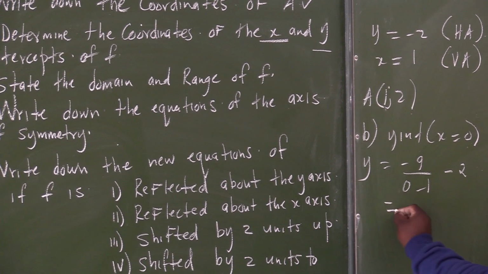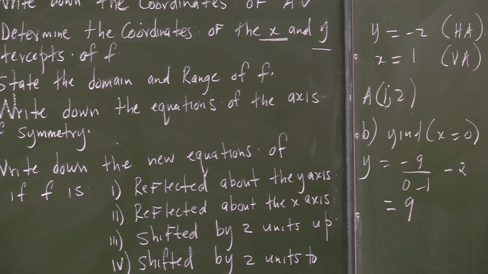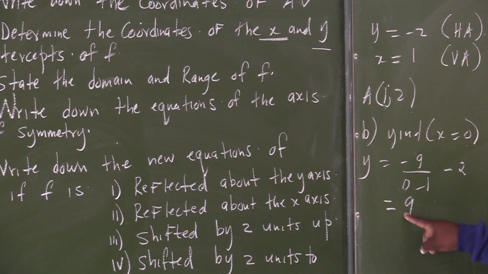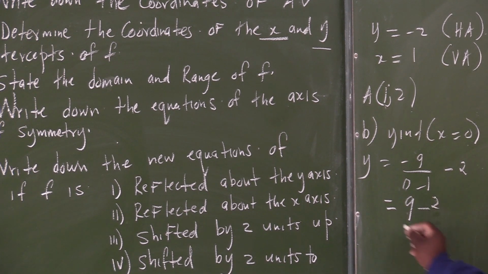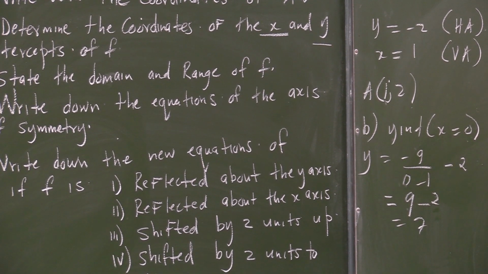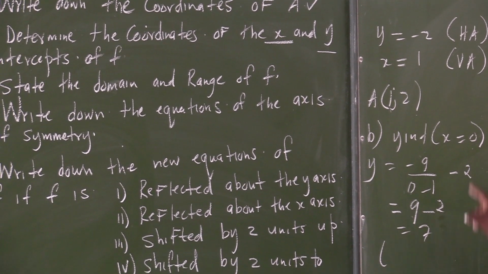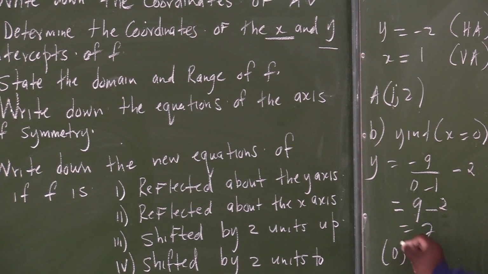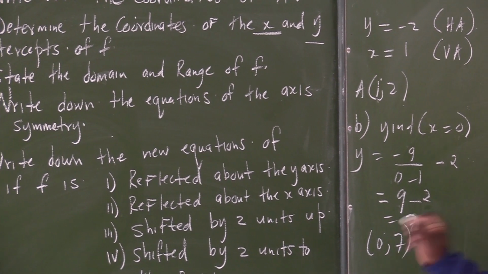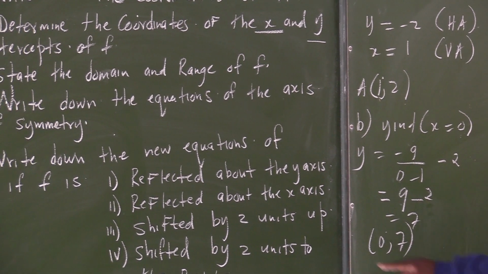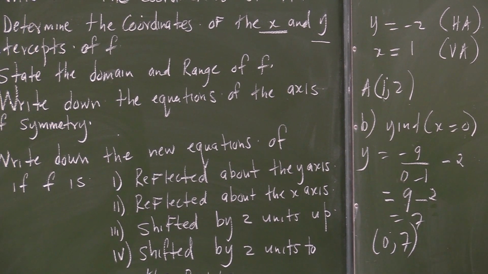Obviously, this will be a 9. Why is this a 9? Because 0 minus 1 is a minus 1. Minus 9 over negative 1 is a 9. Minus 2. Now, what is 9 minus 2? I am getting 7. So what is my y-intercept as a coordinate? I made x 0 and I obtained the value of y, which was 7. It means my y-intercept is 0 and 7 as a point.